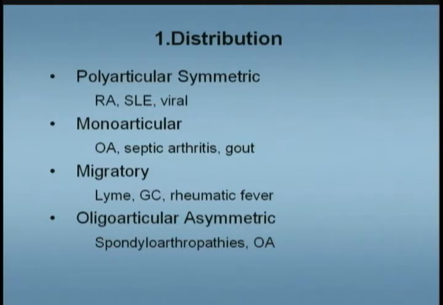And the answer is there are only 2 diseases here. The whole group of diseases called the spondyloarthropathies belong in this group of patients: ankylosing spondylitis, psoriatic arthritis, Reiter syndrome, enteropathic arthritis. These patients usually present with back pain, plus peripheral arthritis.